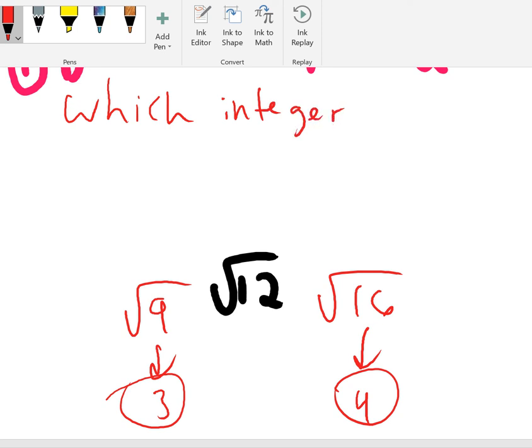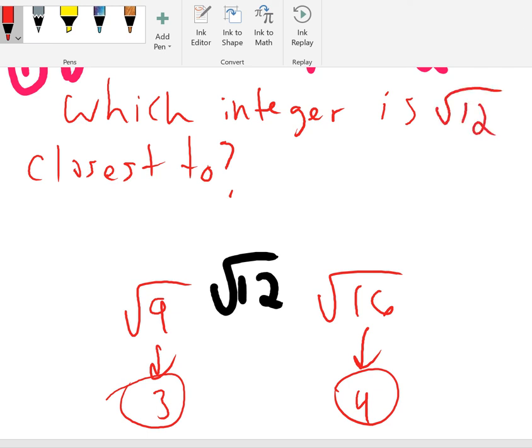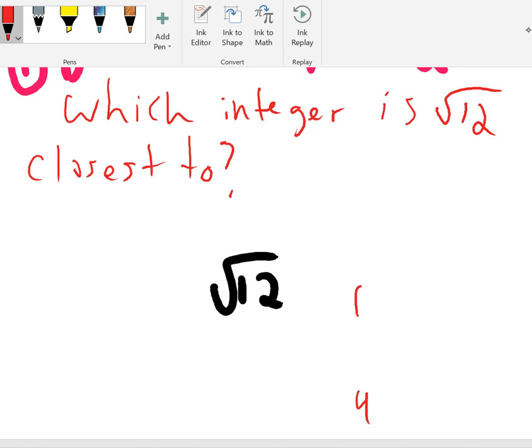Which integer is it closer to? Which integer is the square root of 12 the closest to? Or which whole number? We could answer that just like we did the last question. Which two perfect squares is it in between? 1, 4, 9, 16, 25, 36, 49. We know it's in between the square root of 9 and the square root of 16.